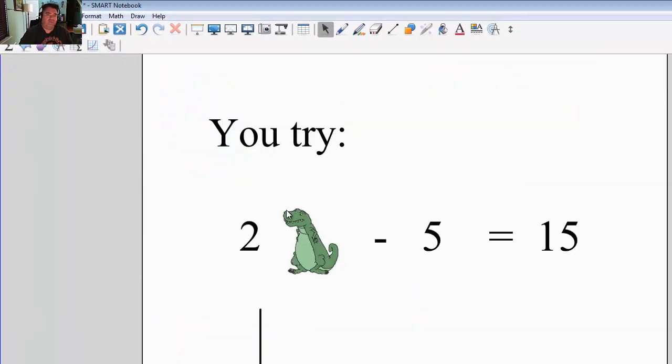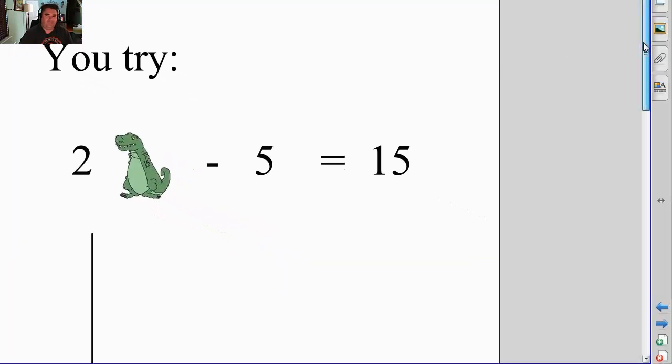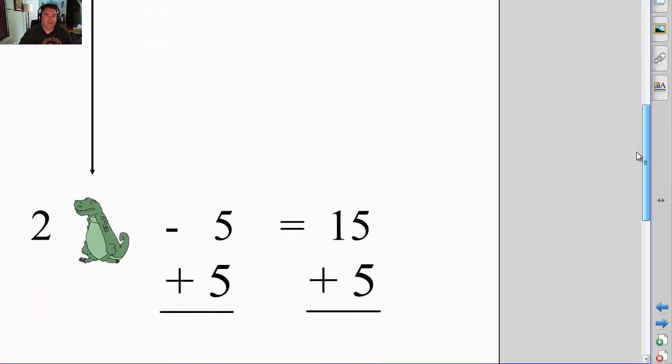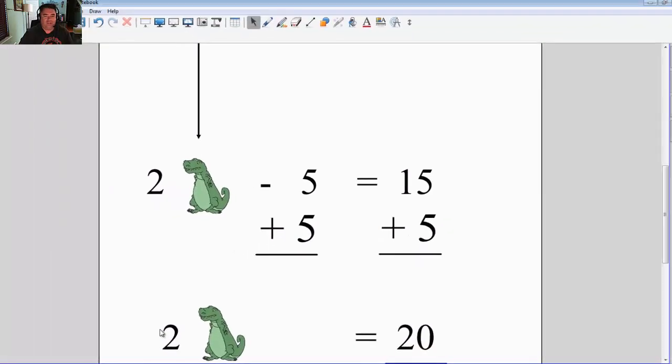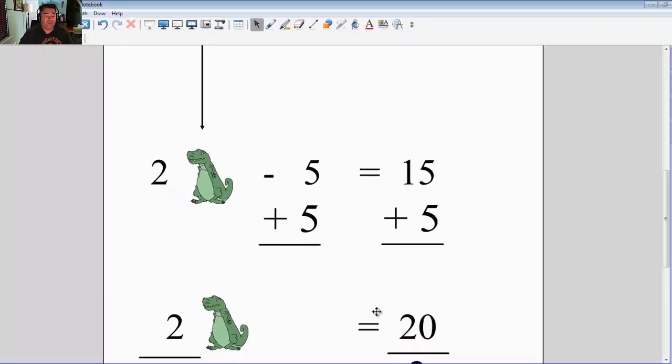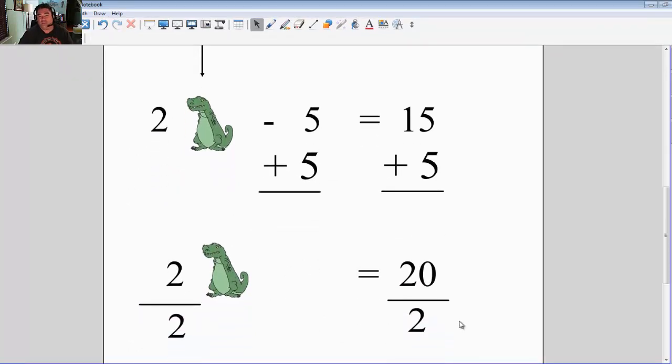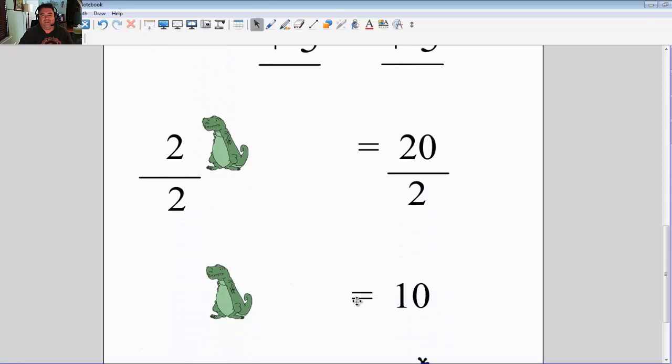Find for, you want to say, dinosaur? Annoyed dinosaur. So find for annoyed dinosaur. Go ahead. Well, instead of minus 5, we're going to add 5 over here, add 5 over here. So now it's 2 annoyed dinosaur equals 20. And now instead of times 2, we're going to divide by 2. Divide 2 to one side, divide 2 to the other. And I have annoyed dinosaur equals 10.